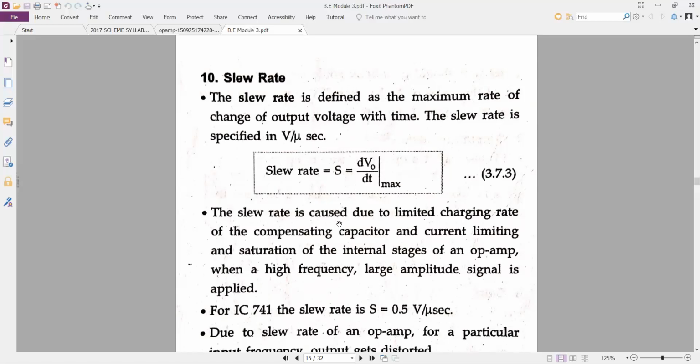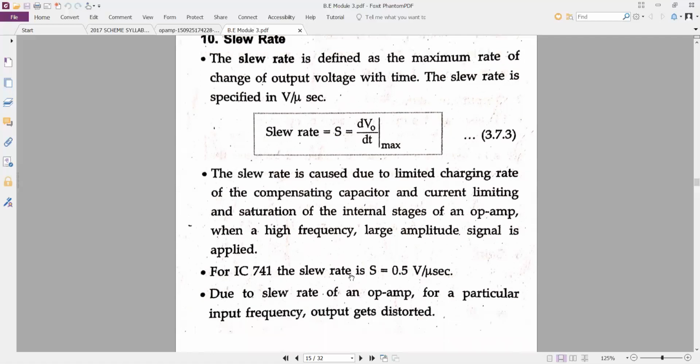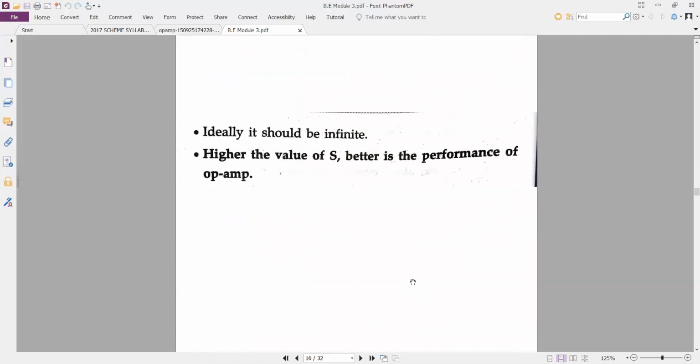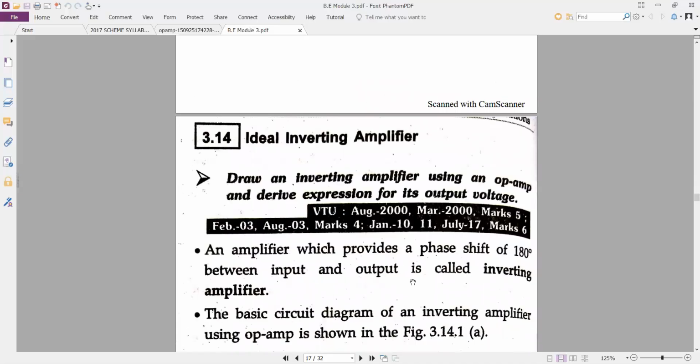Slew rate is caused due to the limited charging rate of the compensating capacitor and the current limiting and saturation of internal stages of the op-amp when a high frequency large amplitude signal is applied. For the op-amp 741 IC, the slew rate is around 0.5 volts per microsecond. Ideally, it should be infinite. The higher the value of S, the better is the performance of the op-amp.